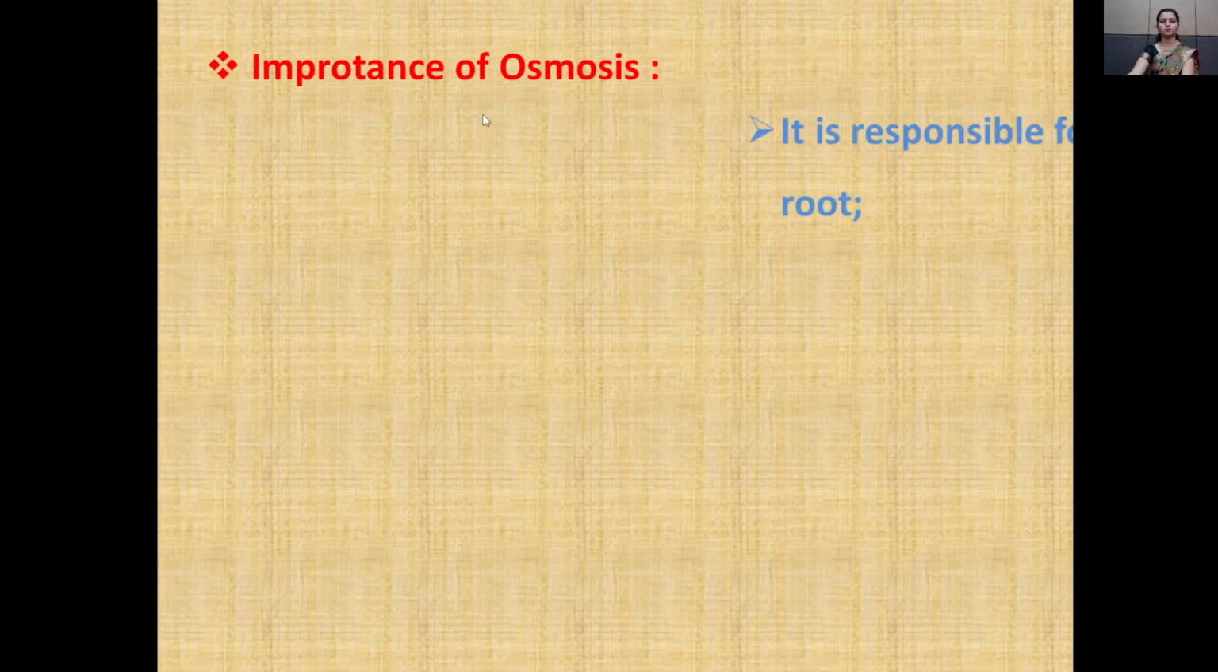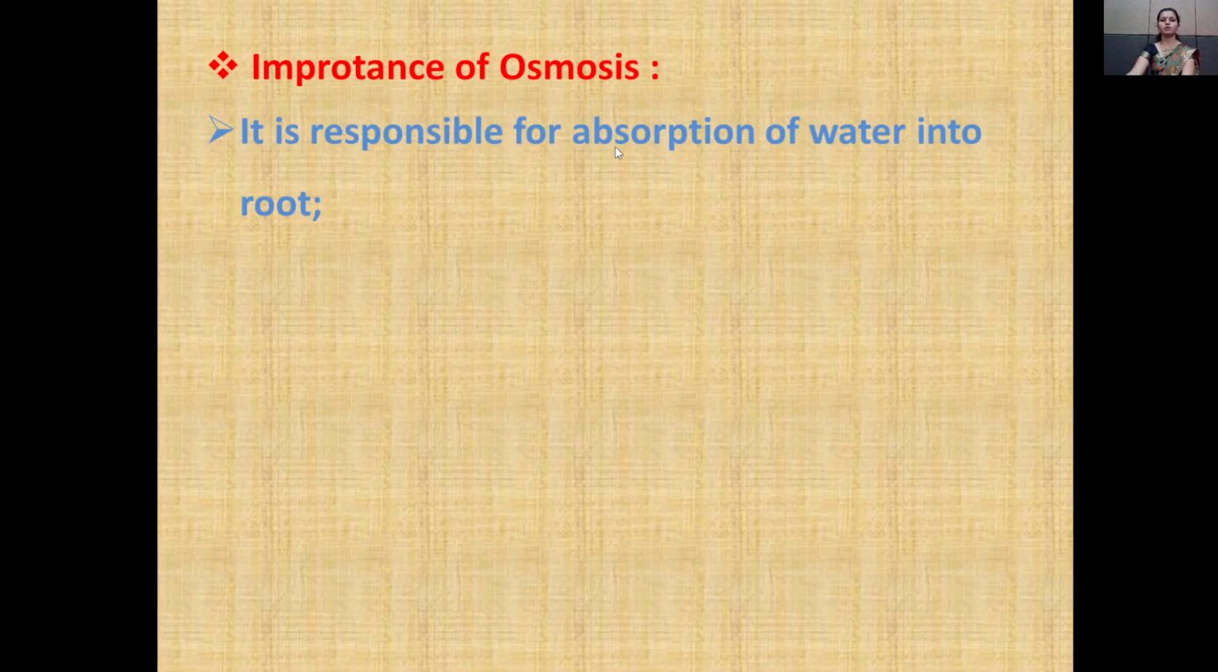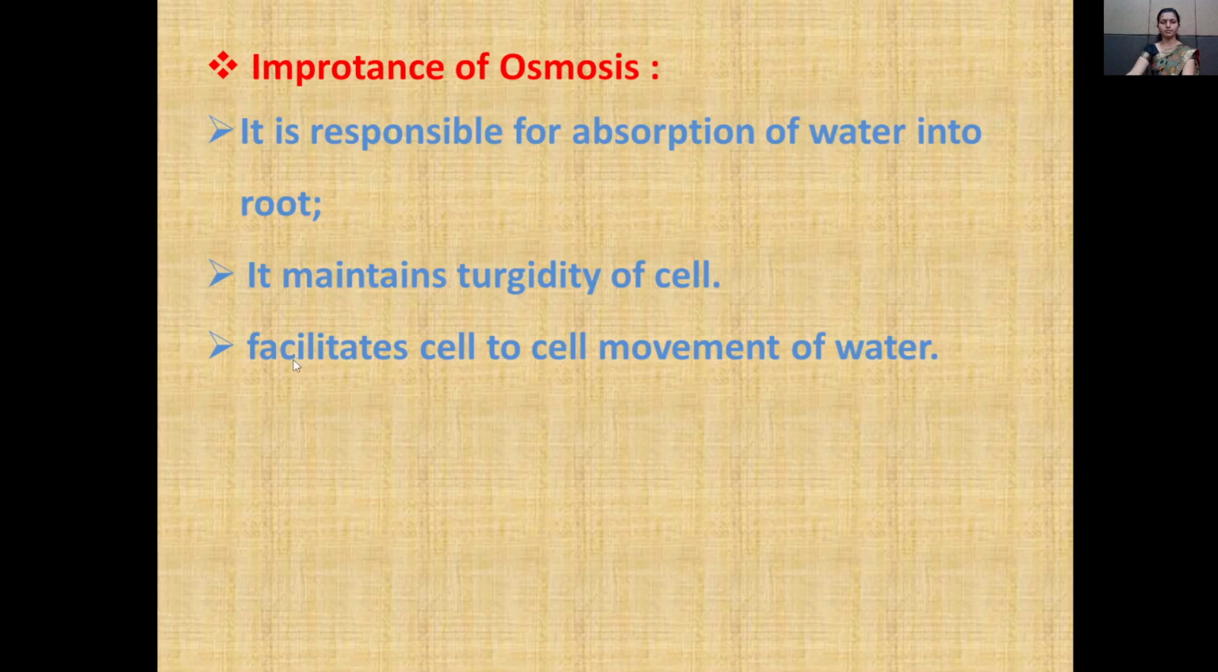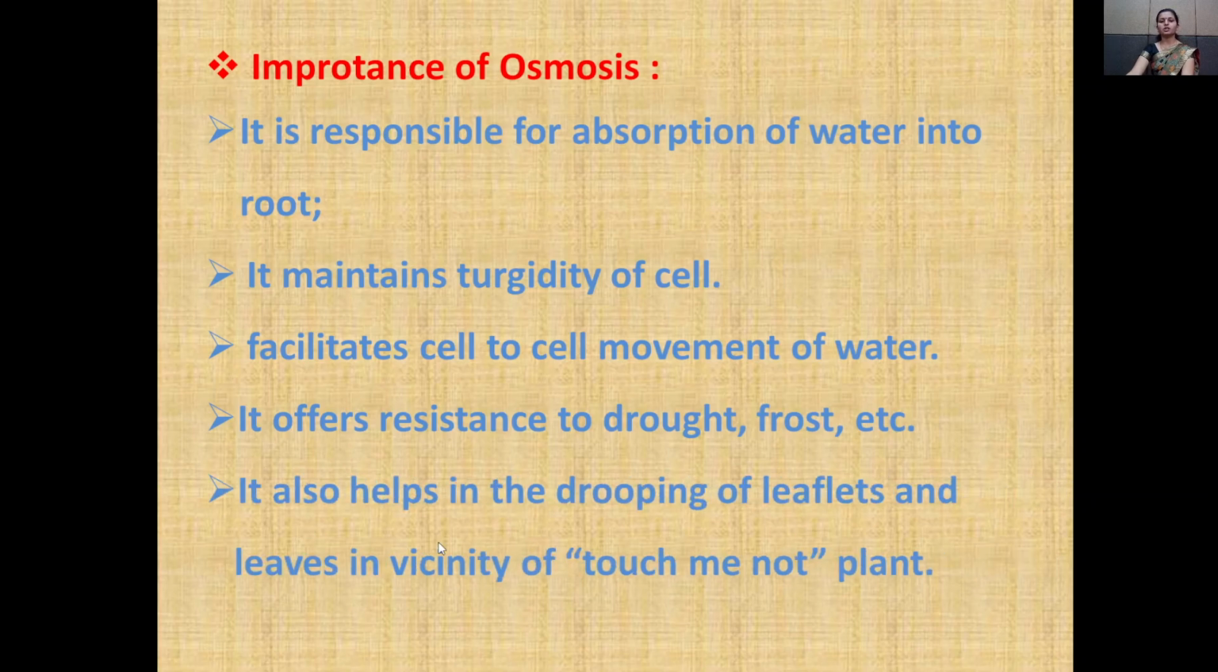Importance of osmosis. First, it is responsible for absorption of water into the root. It maintains turgidity of the cell. It facilitates cell-to-cell movement of water. It offers resistance to drought, frost, etc. It also helps in the drooping of leaflets and leaves of the touch-me-not plant, meaning Mimosa plant. Here is the example of the Mimosa plant. Go to the next slide.